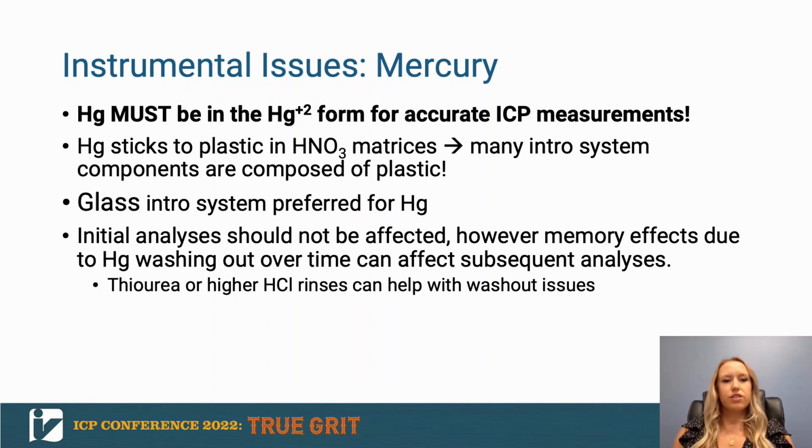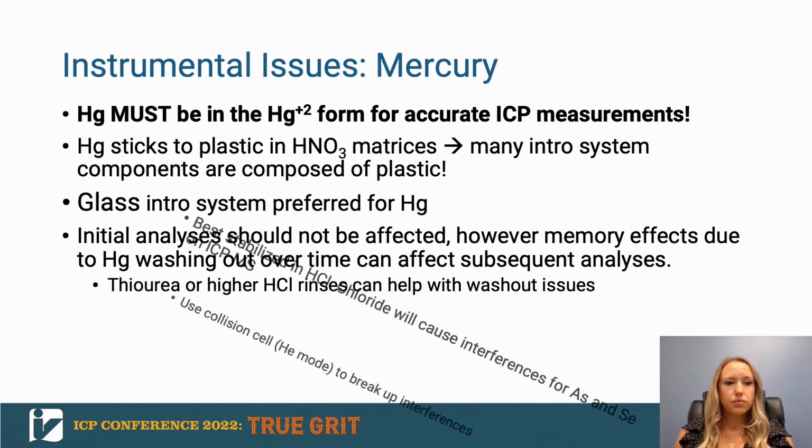So your initial analysis is not going to be affected by the sticking of mercury. You're probably going to still get the correct results, but for future analyses, you're going to have a lot of carryover effects from mercury because it will stick in your system longer. So we recommend using hydrochloric acid for your rinses, and if possible, also adding thiourea, as this is going to really help wash out that mercury quicker.